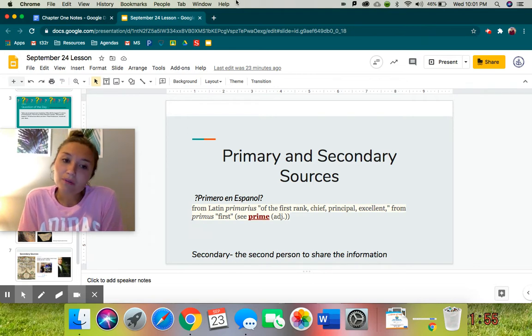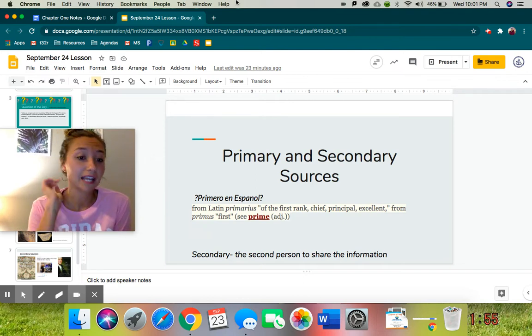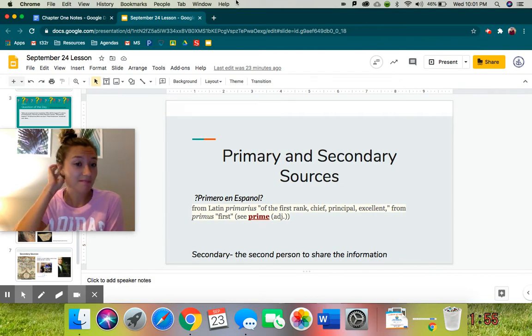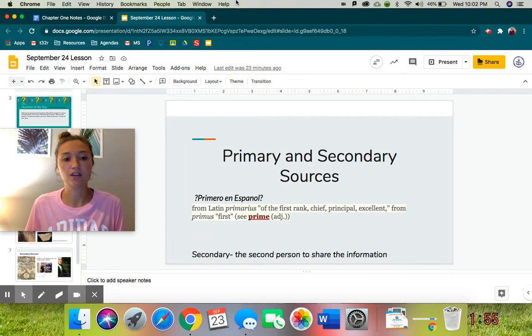All right, so also the word primary comes from the Latin root word primus, which means first. All right? And the Latin word primarius means of the first rank, chief, principal, excellent. So we can see that this primary word means first, and that's going to be key when we're thinking about primary sources because these are the sources that come from the very original time period or the very original event. All right, so it's right there, a first-hand account.